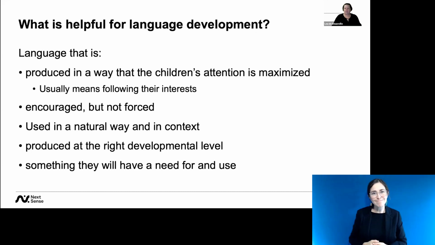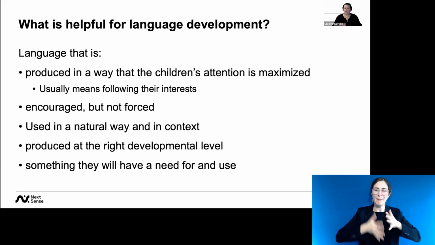Language should be encouraged. It should not be forced. Don't say, sign this at me, sign this at me. Remember, hearing kids hear language for at least a year and lots of it before they speak. Don't start signing at a child. If you start when they're 3, don't expect at 3 years, 1 month, they're going to be signing back, because they're not.